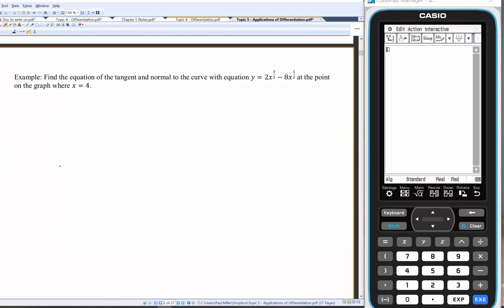So let's apply it. We're going to get the equation of the tangent and normal to this curve here at the point where x is equal to 4. The first thing we're going to do is get the derivative of that. So I'm going to say let y equal f of x, because I want to use some function notation on it. f dash x is equal to 3x to the half, take away 4x to the negative half, which is 3 root x, take away 4 over root x.